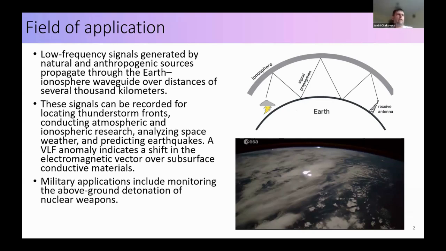VLF anomaly indicates a shift in the electromagnetic vector over surface conductive materials, and hence can be used in order to find natural ores. Nowadays, military applications of such methods are quite important, and these include monitoring of the above-ground detonation of nuclear weapons.